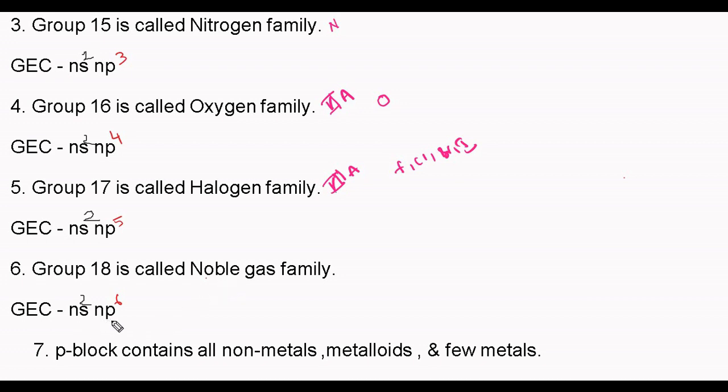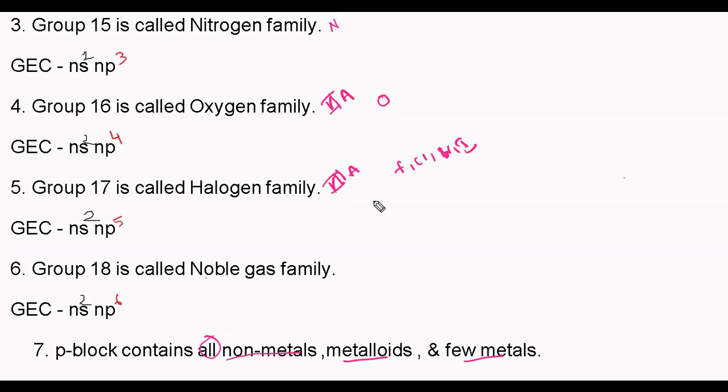General electron configuration for this P block 18th group is ns2 np6. All these P block elements are non-metals, metalloids and a few metals. That means P block contains all the non-metals, metalloids and few metals. Is it clear? This is all about P block elements.